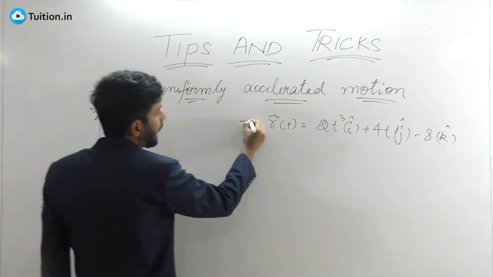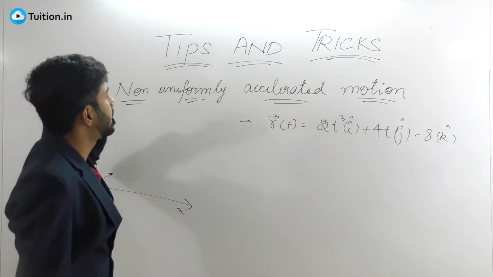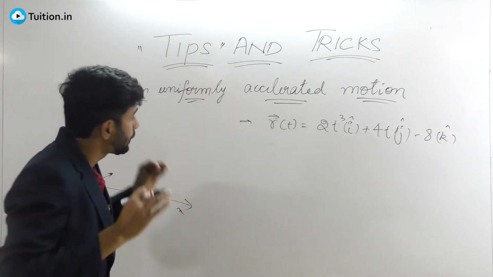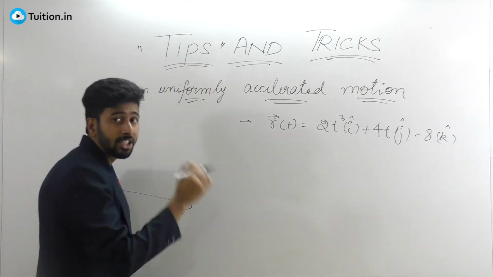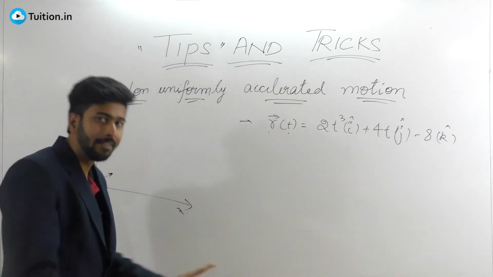So, if I have r bar of t given, everything is given to me. Remember, in kinematics, the biggest tip that I can give you is that all of your kinematics is about getting position with respect to time. If you have position with respect to time available with you, you have everything available with you.